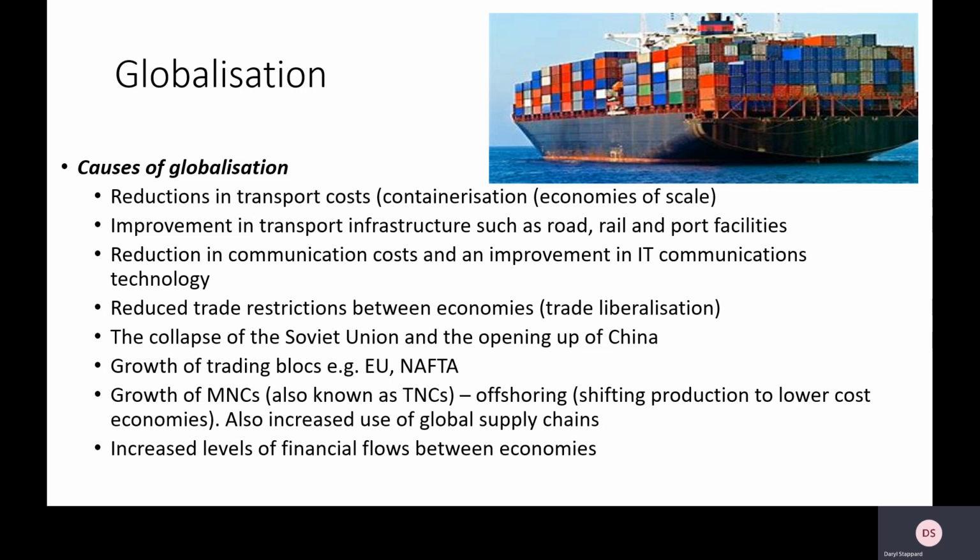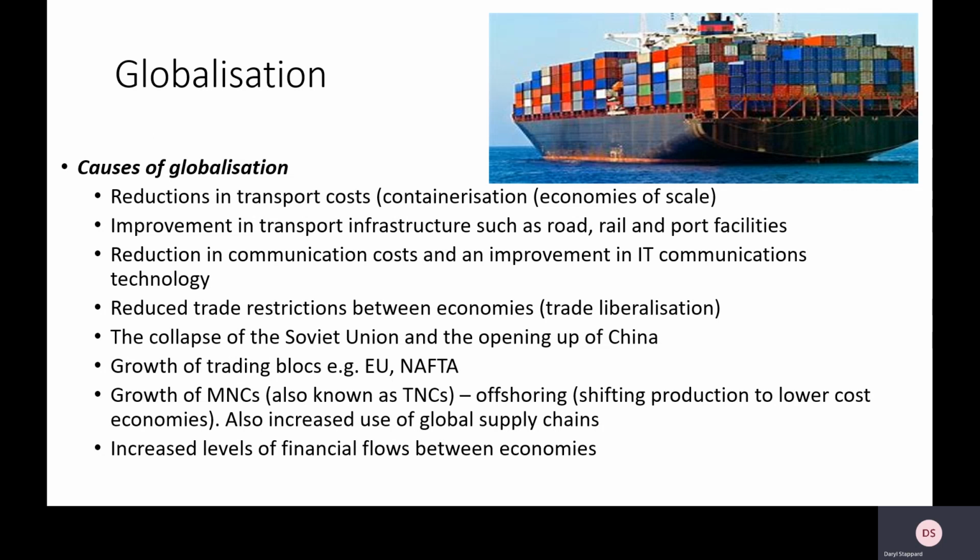Now, because transport costs have fallen, it allows us to export more across the world. Because ultimately, if you can export things across the world at a fraction of the cost, it becomes more cost effective to import from different countries across the world. Now, to facilitate this, though, we've also had an improvement in transport infrastructure.